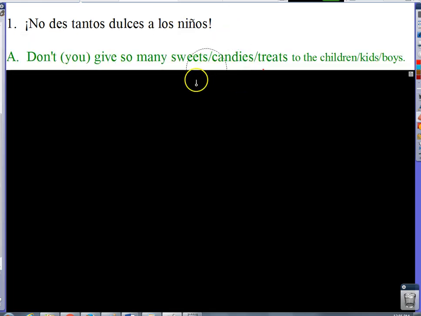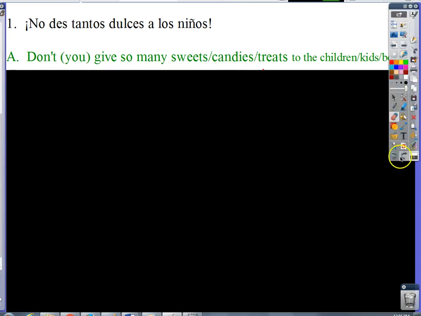So I've translated my sentence, and now I need to diagram it. My subject and verb, I underlined. I ask who or what's being verb to find the direct object. Who or what's being given? So many sweets. And I have a lot of students.